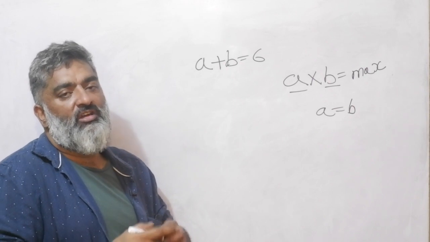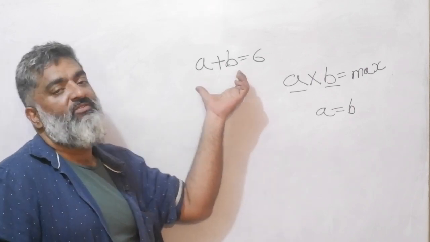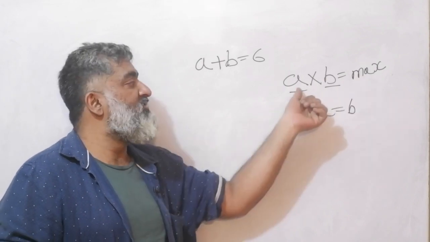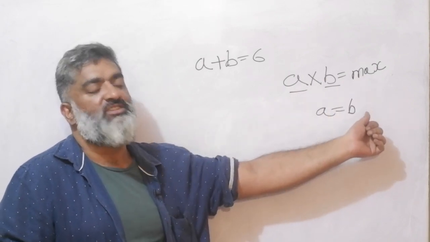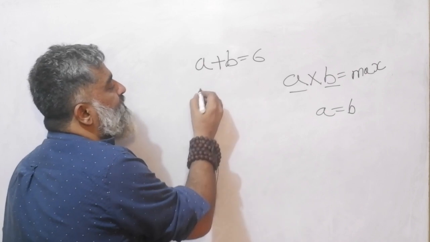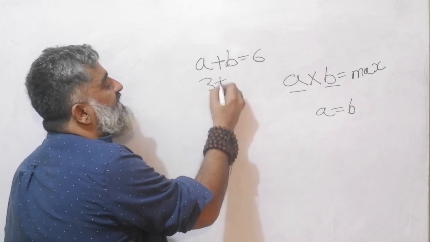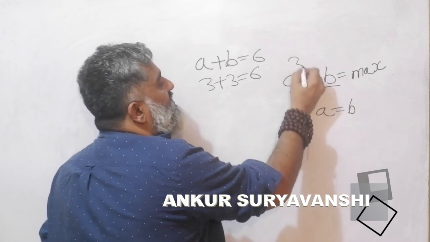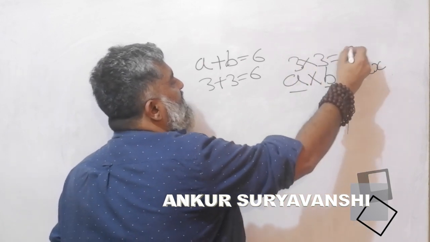Articulate the story in your formal maths. If a sum of variables is constant, the product will be maximum when the variables are equal to each other. So think of this story: equal to each other means 3 plus 3 gives you 6. That means the maximum product is going to be 3 into 3, which is 9.